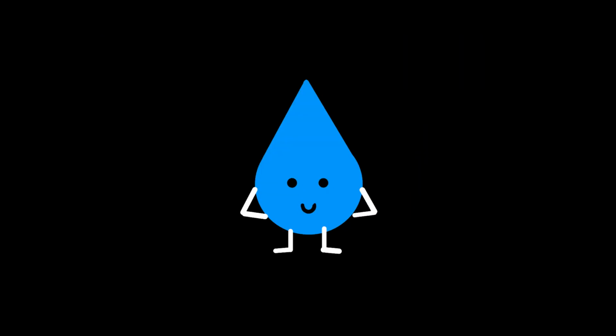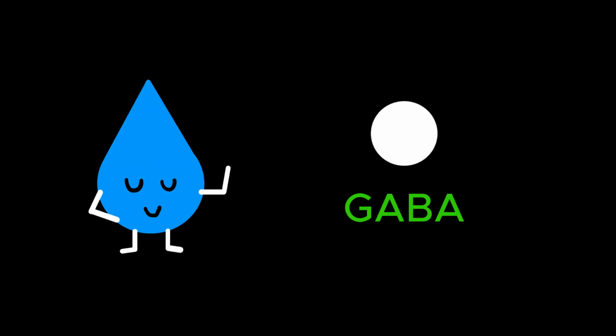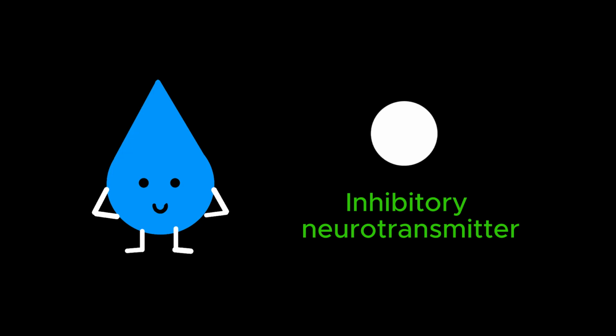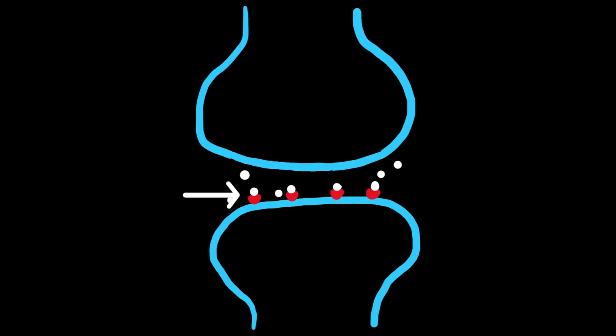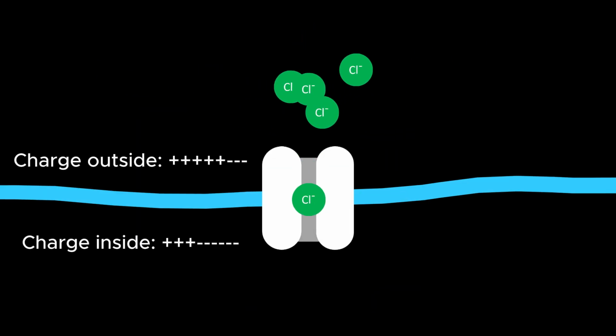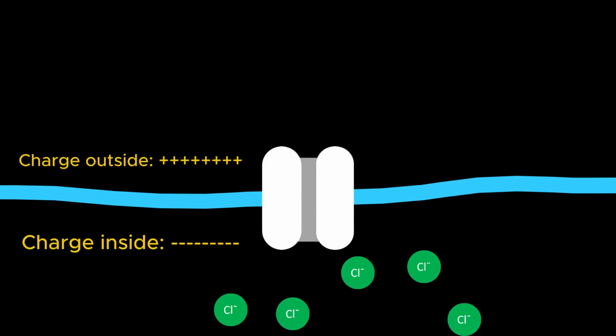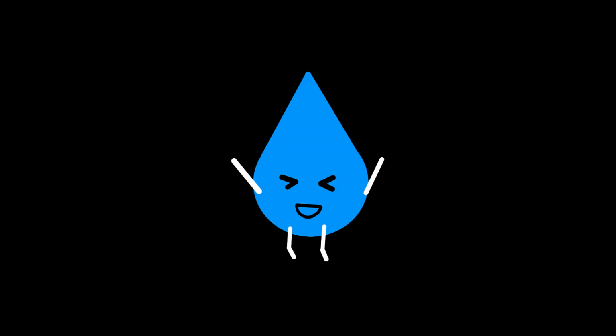Let's talk about a specific example. GABA, an inhibitory neurotransmitter. When GABA binds to the neuron, chlorine ions flow into the neuron. This further decreases the membrane potential, resulting in hyperpolarization. Let's stimulate some neurons!